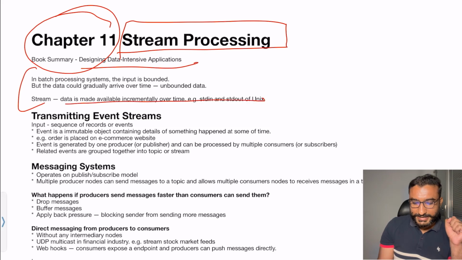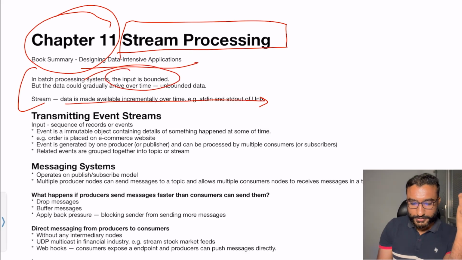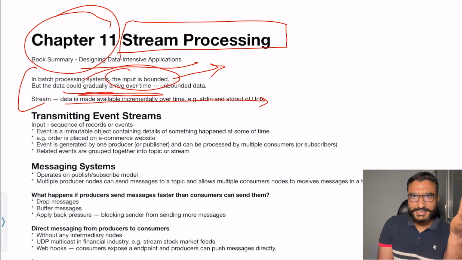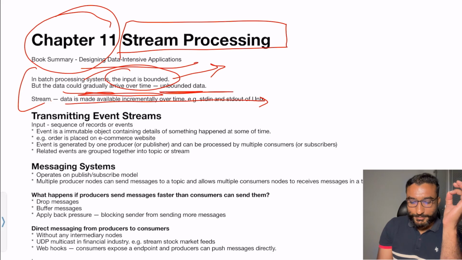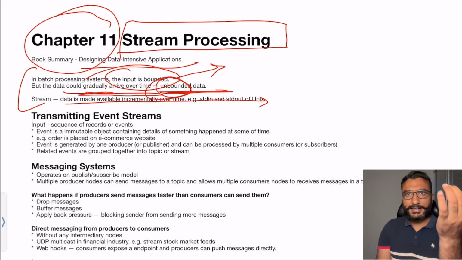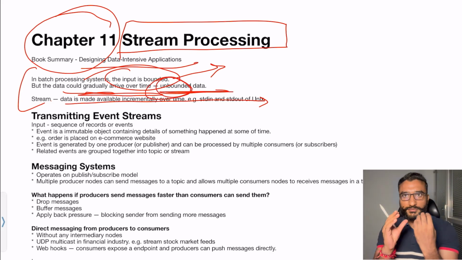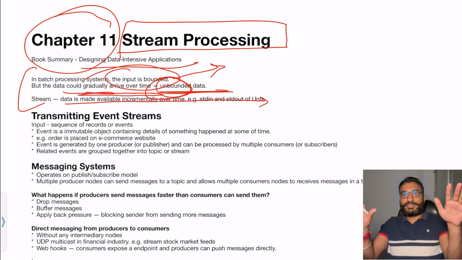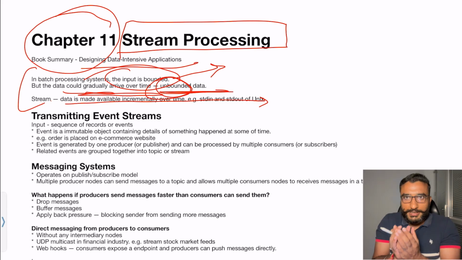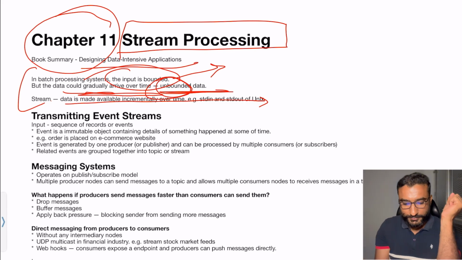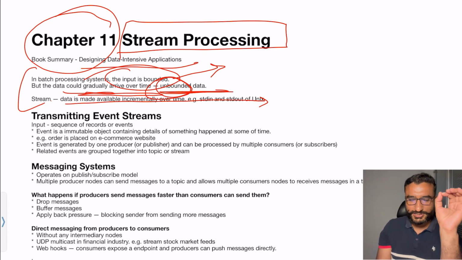data is made available incrementally over time. So there is no fixed data set. If you see the batch processing system, the input is bounded. It is not changing. But in stream processing, or stream databases or whatever is related to streams, the data is unbounded. It means that data keeps on coming. You don't have a fixed set of data where you can say that I have this amount of data and I have to process it. You are not saying that in stream-related systems, because data keeps on arriving. So this is the main difference between batch processing and stream processing.